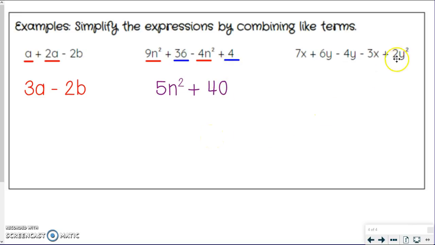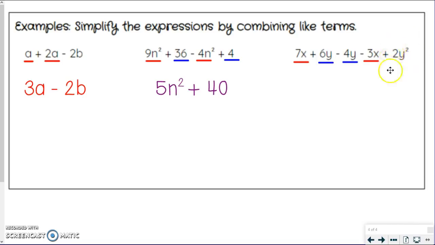Okay, let's look at one more. This has a lot going on. Let's pick it apart. So I look first, I've got a 7x. Are there any other x's? Yep, there's one right there. 7x, that's the same as 3x, right? And if I'm looking at that, I got 7x minus 3x to get 4x, okay? Then I'm going to be adding, and I've got 6y, and then there's another y, except it's 4, so I'm doing 6y minus 4y to get 2y.